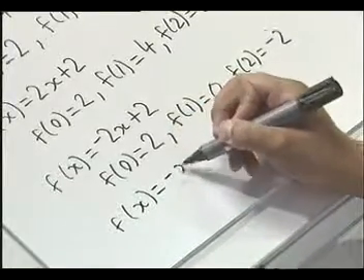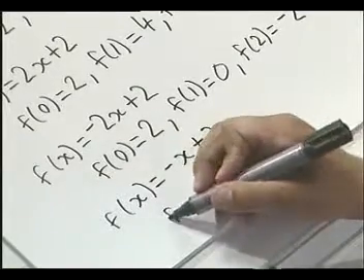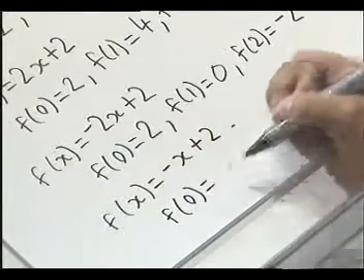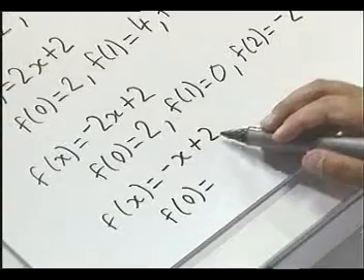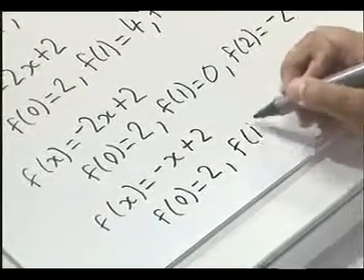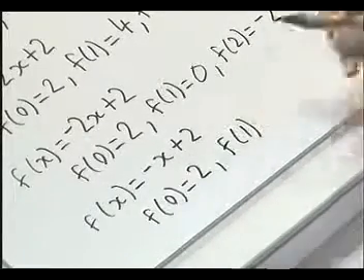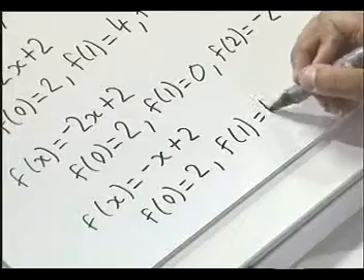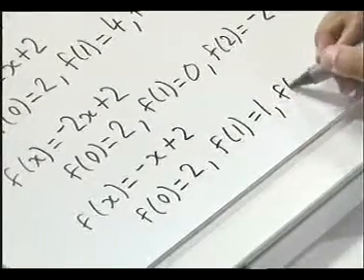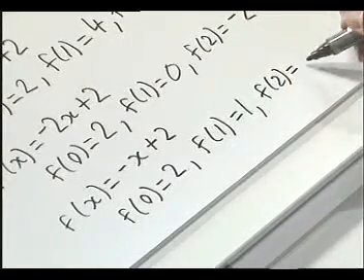And finally, we'll look at f of x equals minus x plus 2. So we get f of 0 equals 0 plus 2, which is 2. f of 1, which equals minus 1 plus 2, which equals 1. And finally, f of 2, which is minus 2 plus 2, which equals 0.